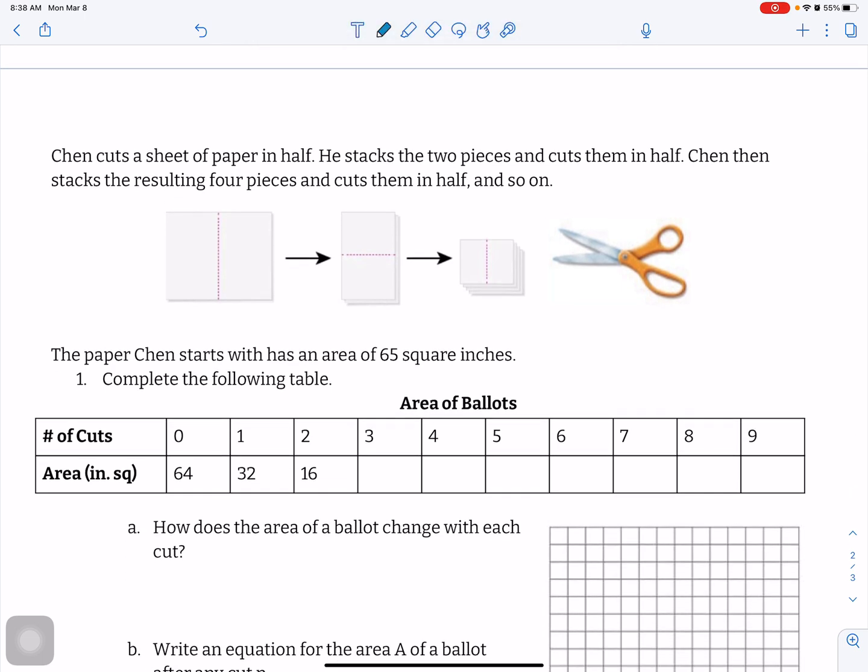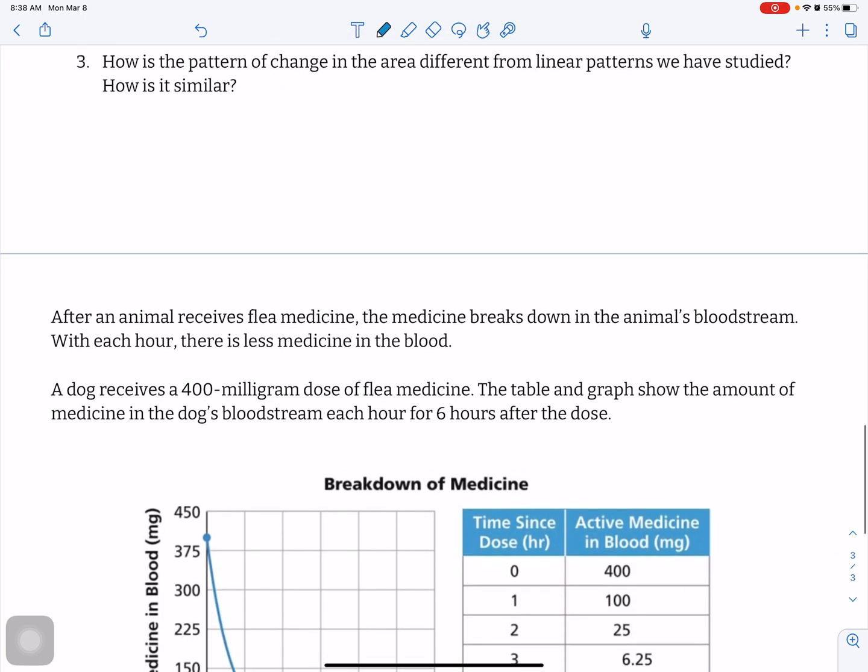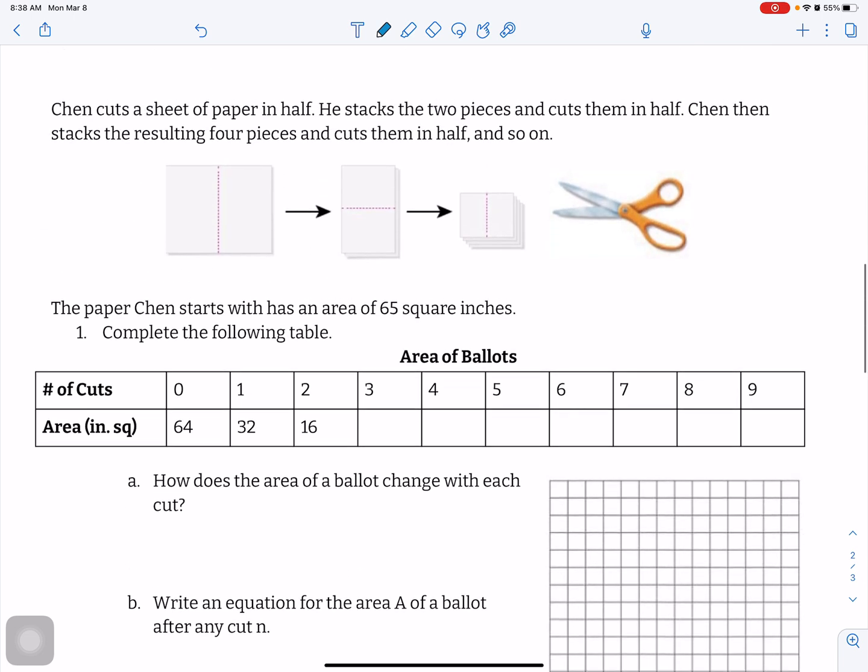I just want to go through the problem that we have here, at least a couple of them, and then you can still check the rest of them on your own. Chen cuts a sheet of paper in half. He stacks 2 pieces and cuts them in half. Then he stacks the resulting 4 pieces and cuts them in half, and so on. So we've got things started on here. We've got the number of cuts and the area. So 1 cut tells me that we have an area of 1 piece would be 32. We cut it again. We have an area of 16.